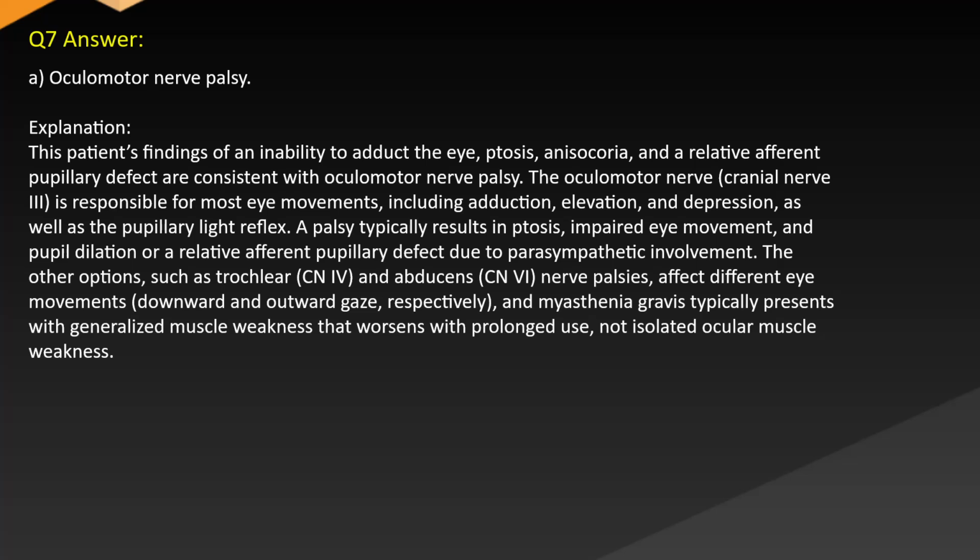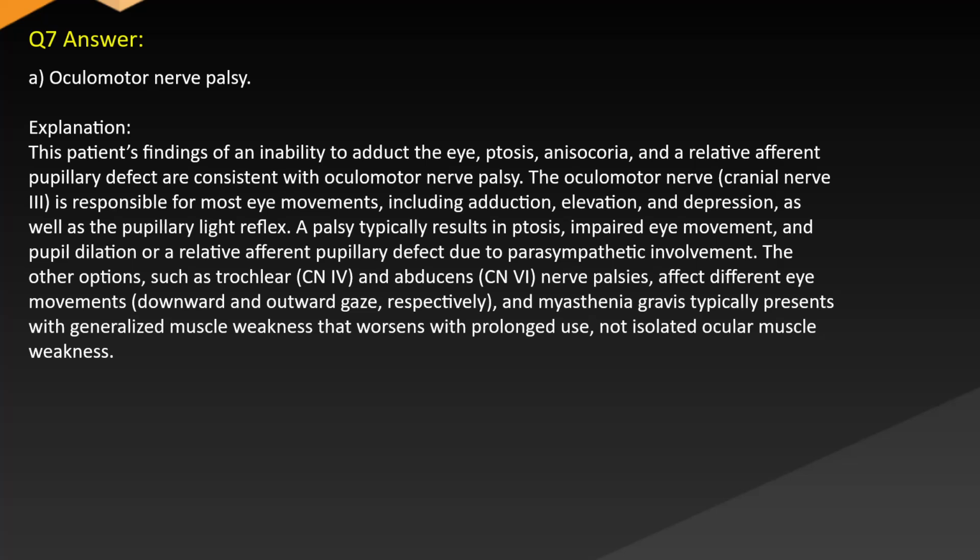Answer. A. Oculomotor nerve palsy. Explanation. This patient's findings of an inability to adduct the eye, ptosis, anisocoria, and relative afferent pupillary defect are consistent with oculomotor nerve palsy. The oculomotor nerve, cranial nerve III, is responsible for most eye movements, including adduction, elevation, and depression, as well as the pupillary light reflex. Palsy typically results in ptosis, impaired eye movement, and pupillary dilation due to parasympathetic involvement.